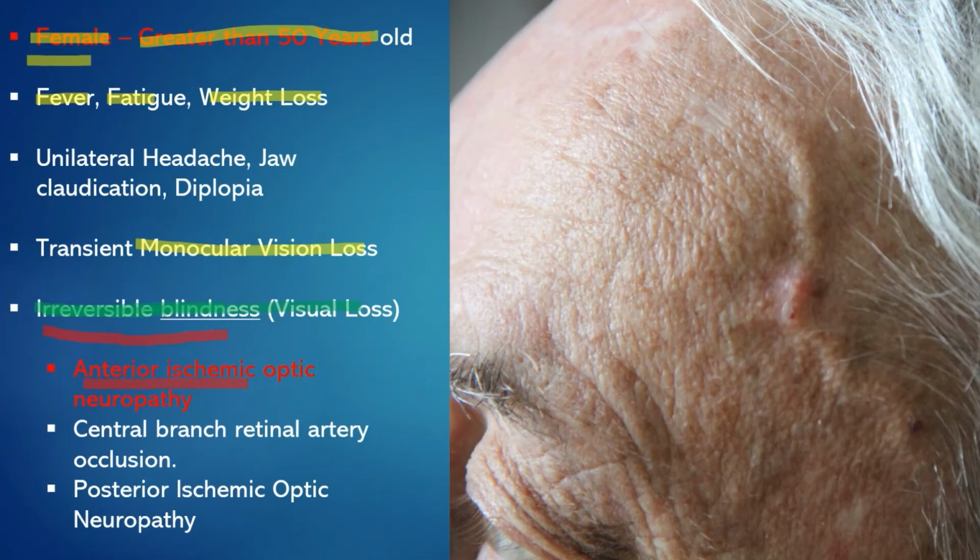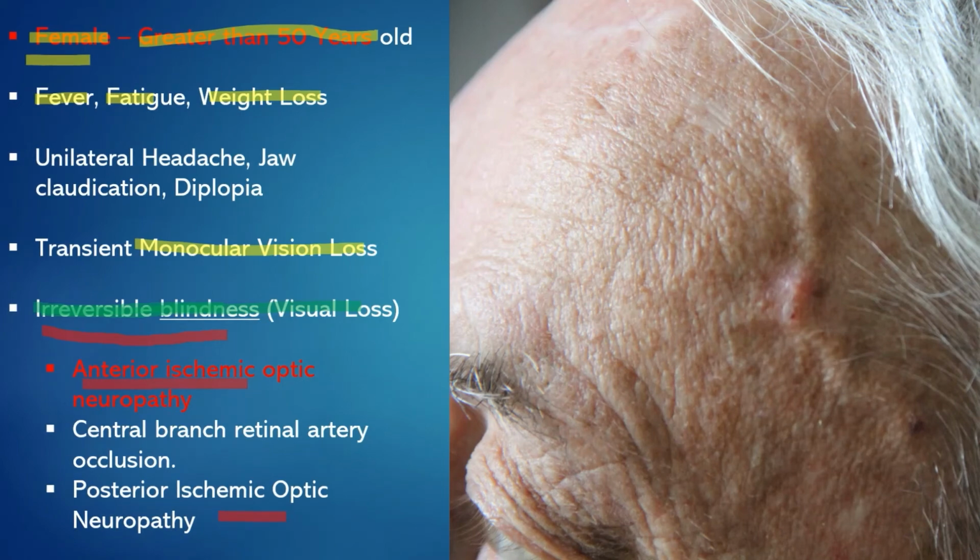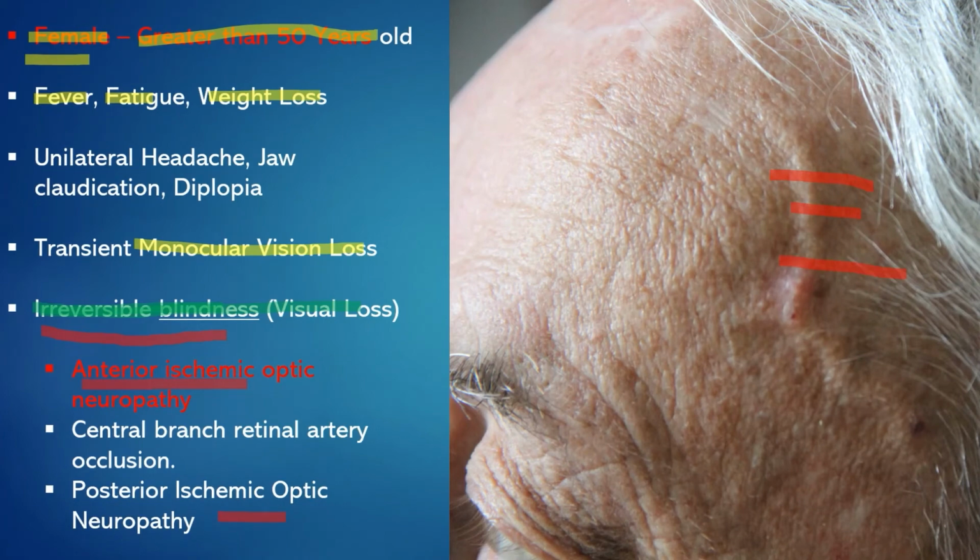And remember, you could have visual loss because of these conditions, or it could be because of central branch retinal artery occlusions, or it could be because of this one, right? So any of these could lead to blindness. All right, and it's very, very important that you remember these classical symptoms. And remember, this example that I'm showing you basically shows you what? There's a temporal arteritis, right?